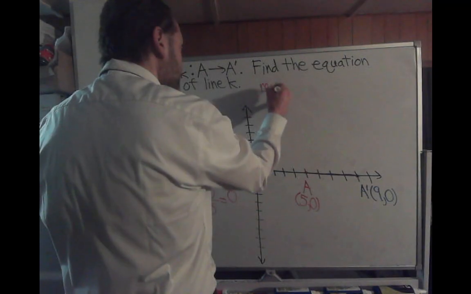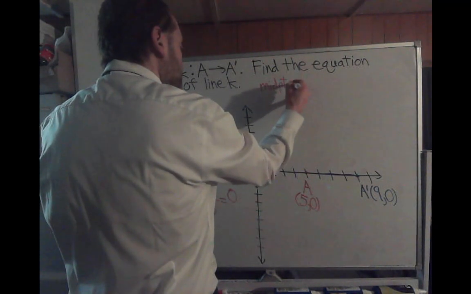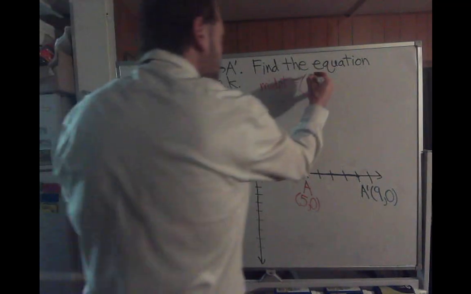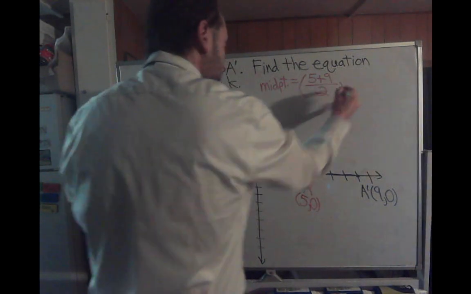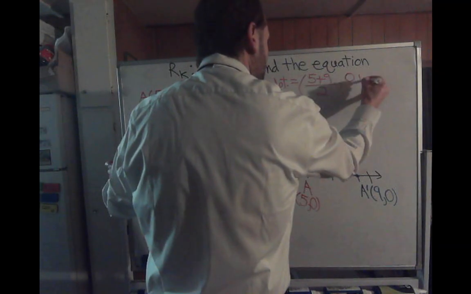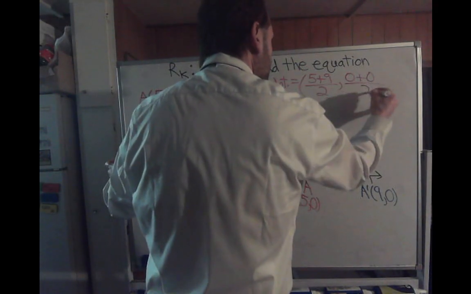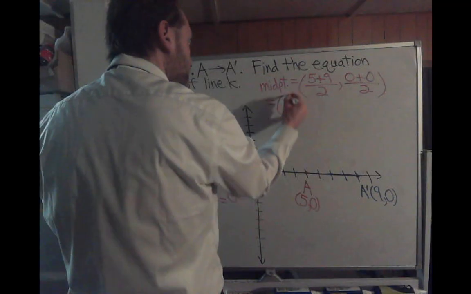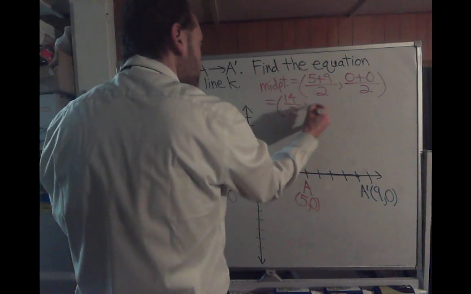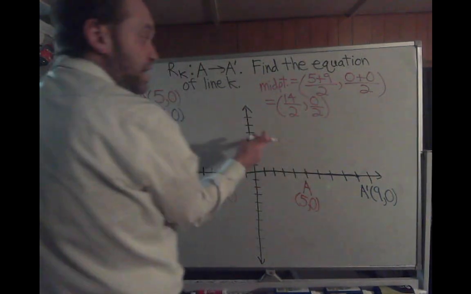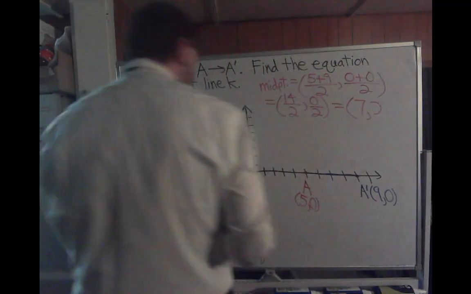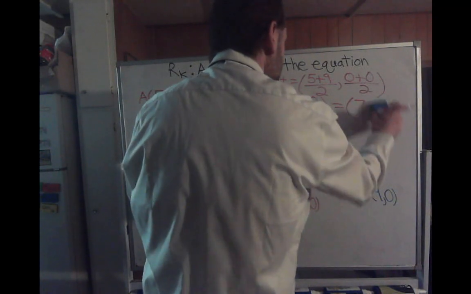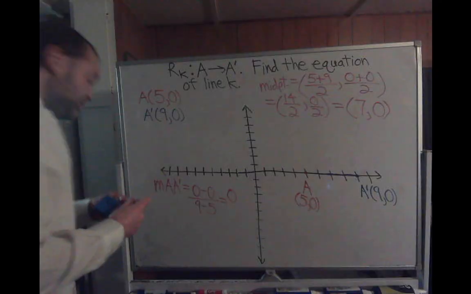So to find the midpoint, of course, that'll be equal to your x1 of 5 plus your x2 of 9 over 2, and then your y1 of 0 plus your y2 of also 0 all over 2, which would end up giving you 14 over 2, 0 over 2, which would now give you a midpoint of 7, 0. Whoops, I don't know what I'm saying. Ignore that. So the midpoint is at 7, 0.